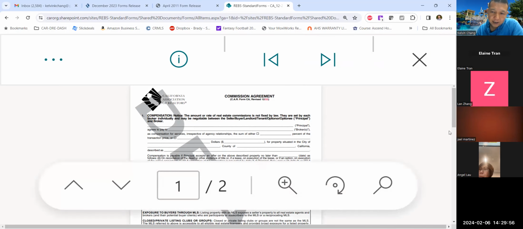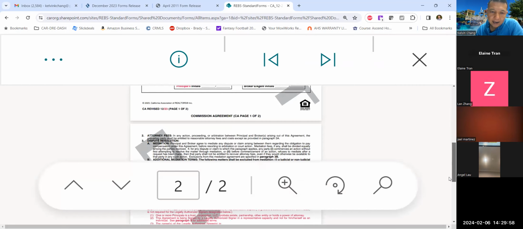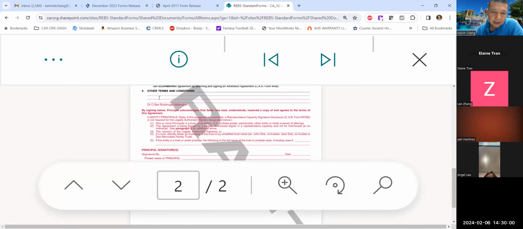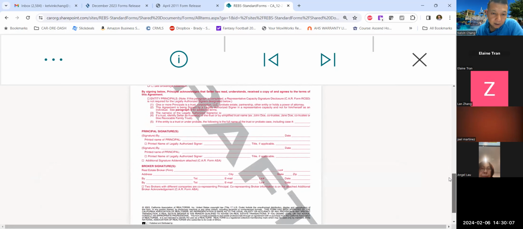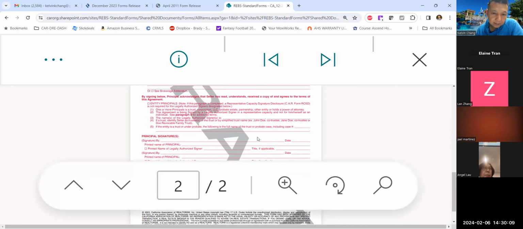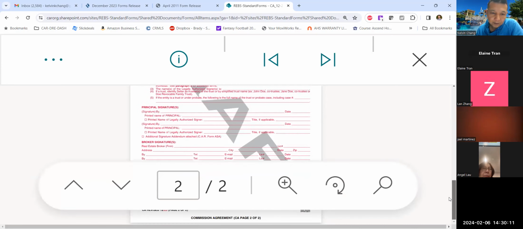This changes not much. It's just adding some language that entities can also sign this, and not just a party, because sometimes there's entities involved. And that's really all it is. It adds the broker signature as well.